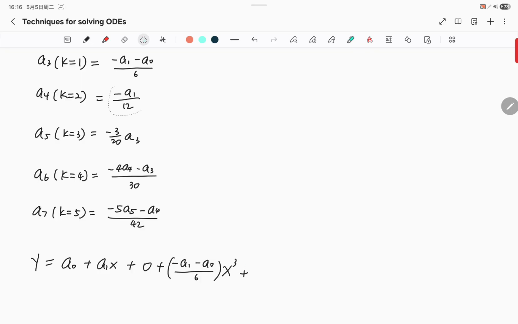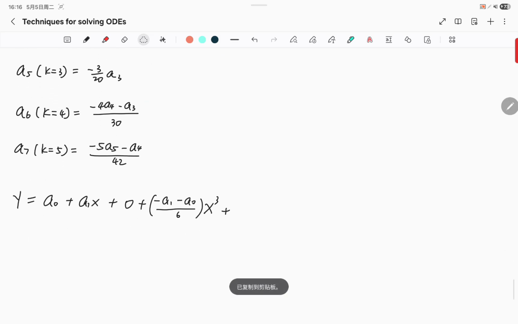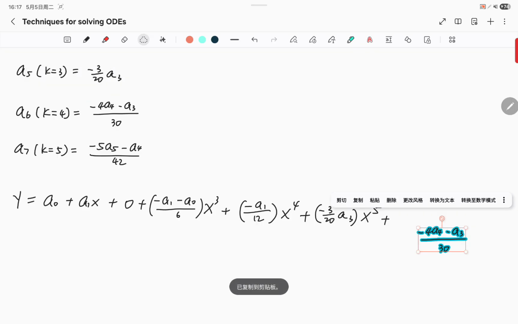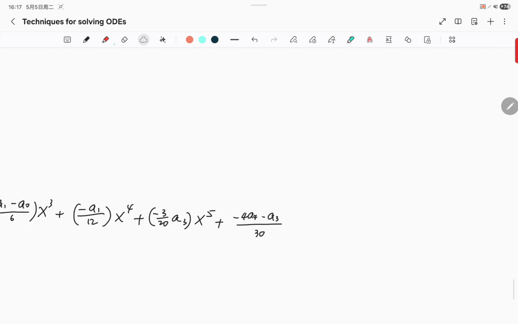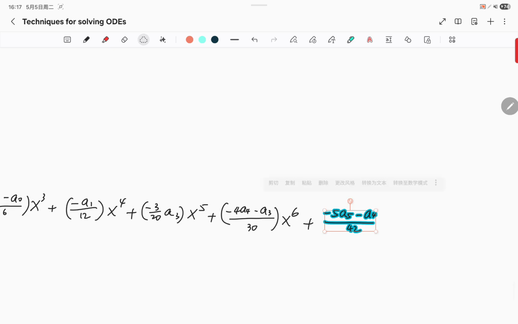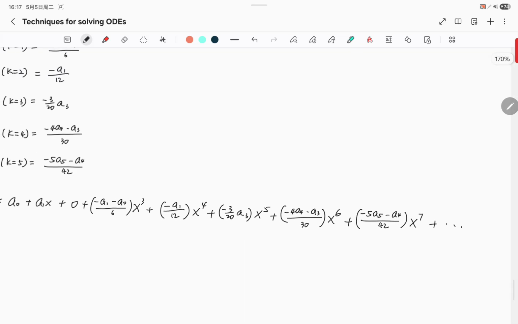plus a4 is this, don't forget this is x to the 4, plus a5 x to the 5, plus a6, and finally a7, plus dot dot dot. And there you go.